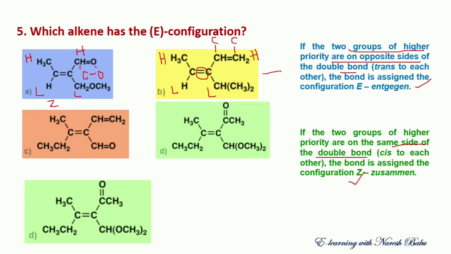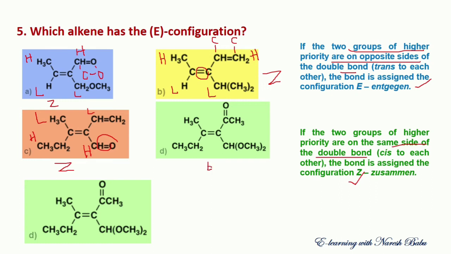This is also a Z configuration. And coming to the third example, this is the lowest priority methyl group, and this ethyl group is the highest priority. And among these two, this is the lowest priority and this is the highest priority due to the presence of oxygen. So the highest priority groups are present on the same side, it is also a Z configuration. All these three are Z configuration.